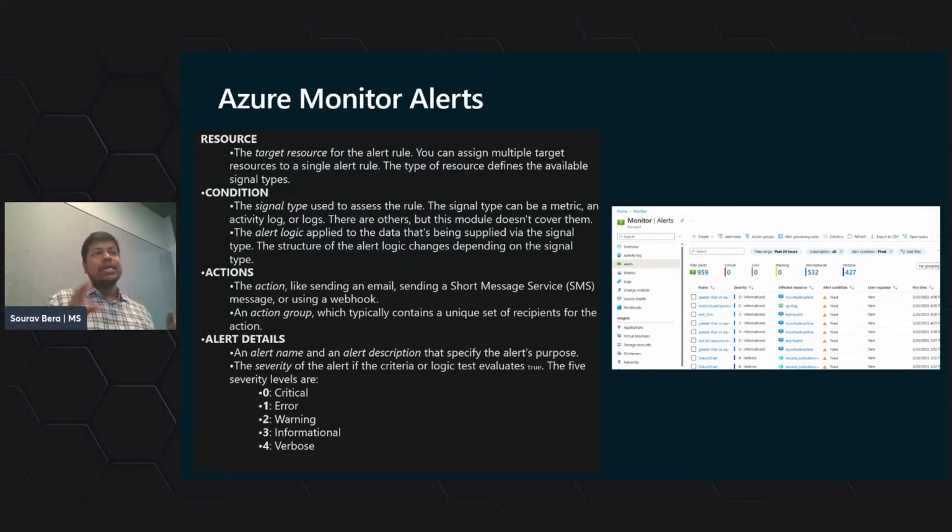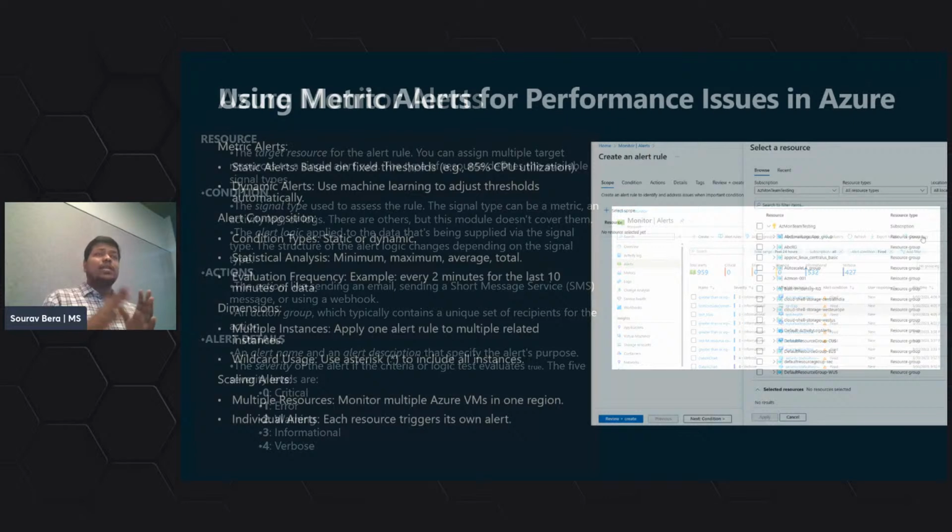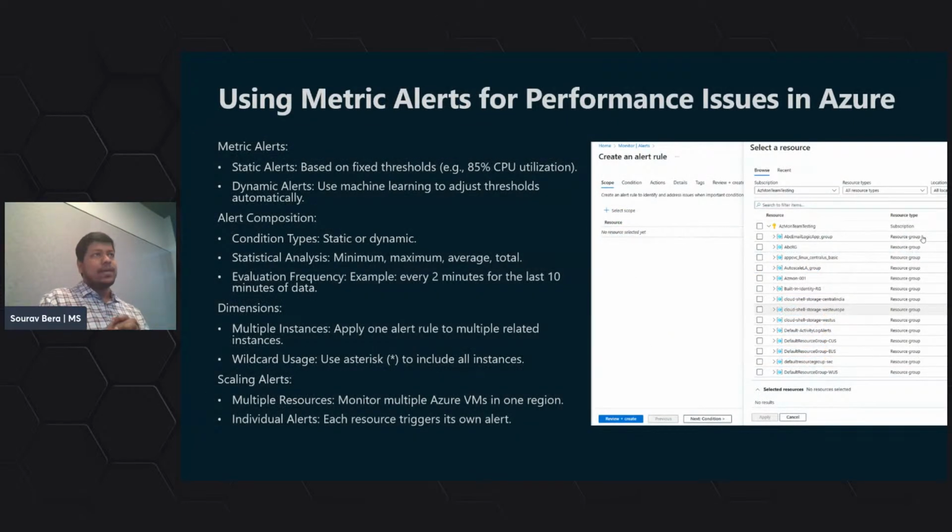And again, these alerts can be provided different levels of severity, like 0, 1, 2, 3, and 4, 0 being the critical, and 4 being the verbose. Now we'll quickly show you how to configure the alerts, but first we'll talk about the different types of alerts.